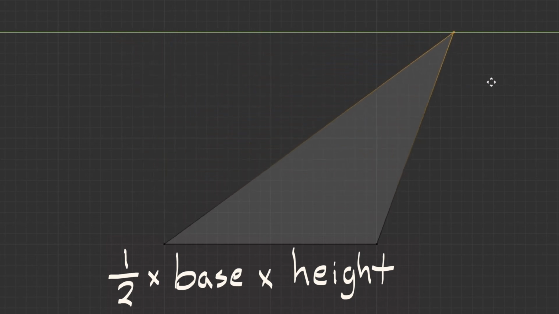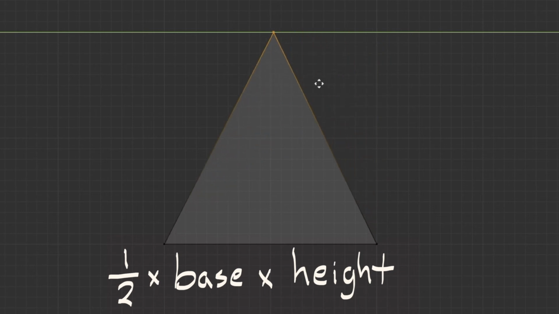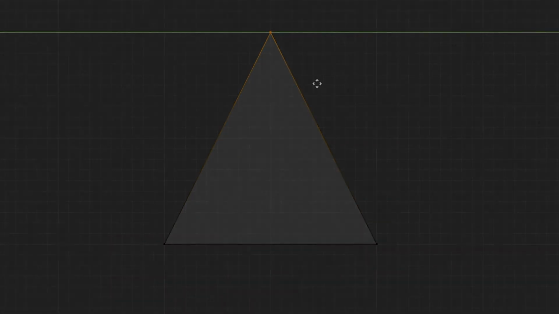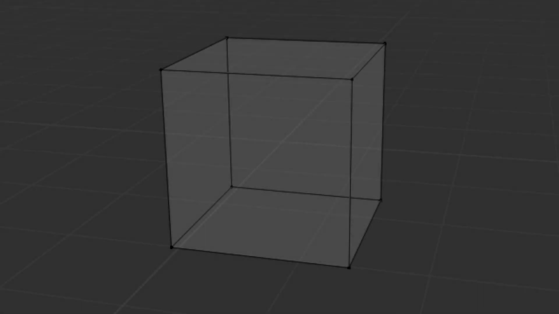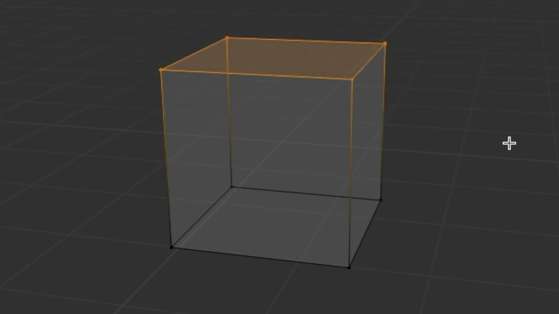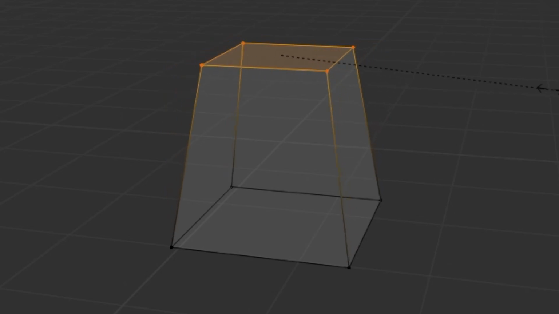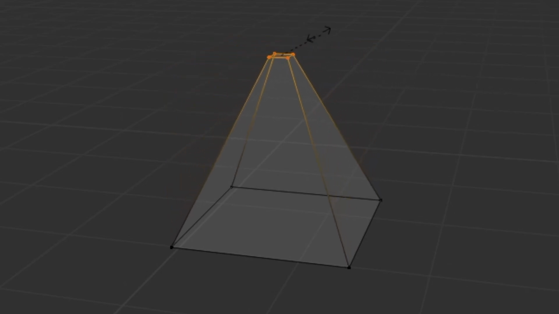That was 2 dimensions, and the resulting formula was 1/2 base times height. Now consider a solid object with 3 dimensions. If we start with a cube and pinch the top of it to a single point, how does this affect our volume? It will help to visualize it.